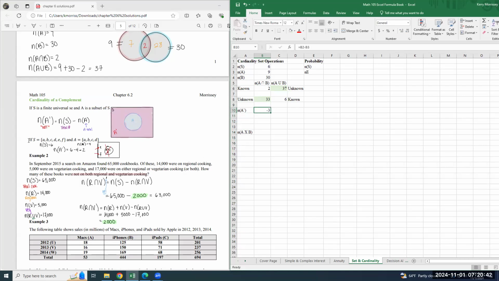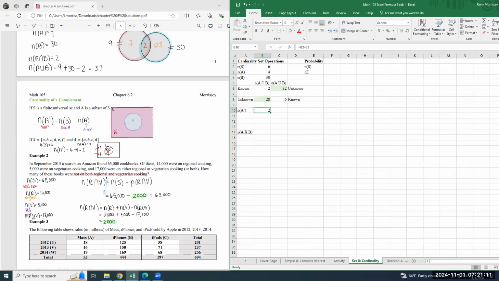Let's try it with this one right here. We have n of S is A, B, C, D, E, F, so we have 6. Your A is equal to A, B, C, D, so that's 4 elements here. We don't know what B is, and we don't really care in this context. But we're going to take the 6 and subtract the 4 that are overlapping to get the 2.